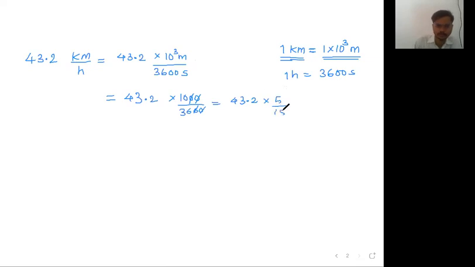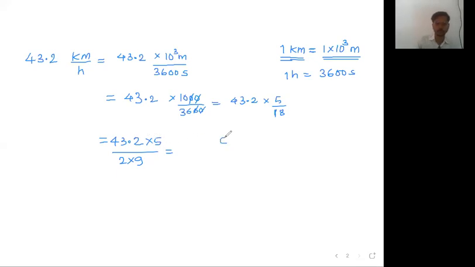5 by 18. Now, sir, how to divide by 18? Not a big deal. How to divide by 18? What you can do is this. First, you can have this multiplication, no problem, here in this example, because ultimately it is going to be the division problem. So here you can have this multiplication. So what will be that?